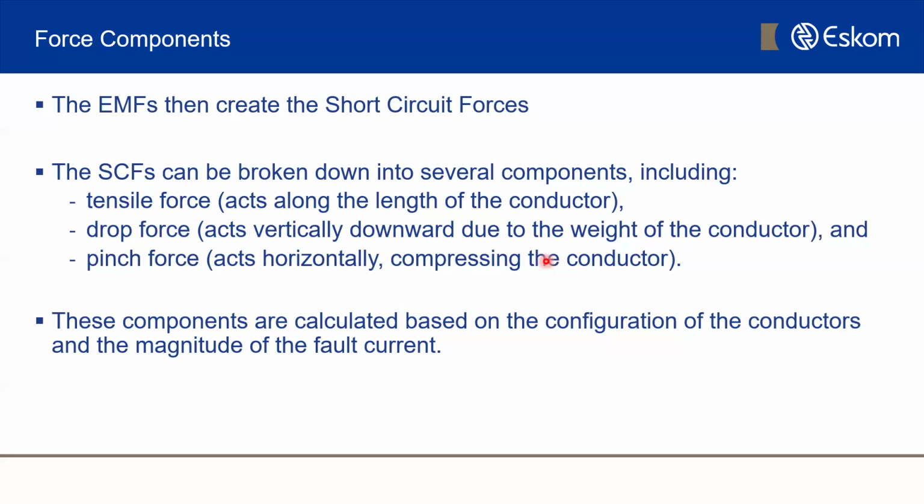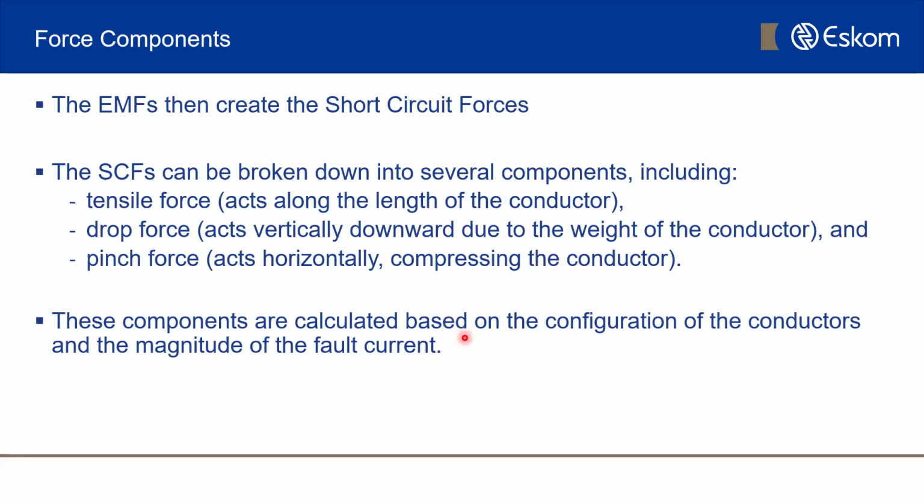You get a drop force. As the conductor swings, it falls down. So it's a vertical downward force due to the weight of the conductor as it drops after the fault. And a pinch force, and Azhar will go into it in more detail, but this is when you have more than one conductor per phase. Because they are pushing electricity in the same direction all the time, they try to attract, and this causes a pinch force, and it's a more horizontal force which compresses the conductor.